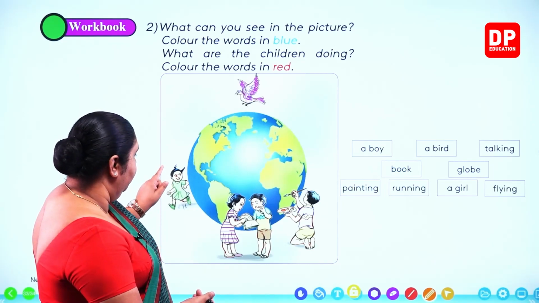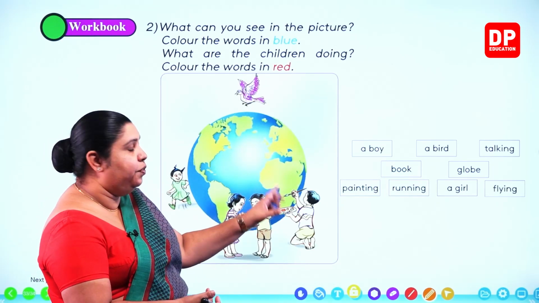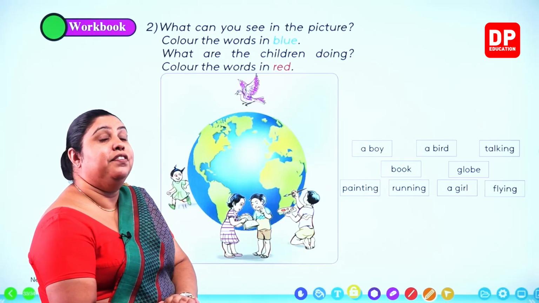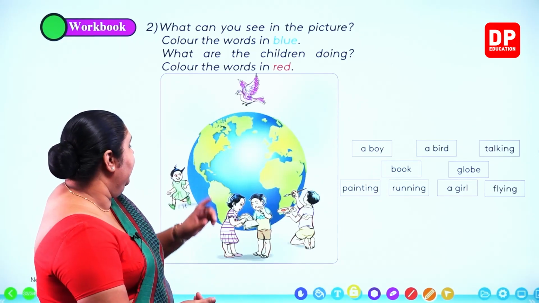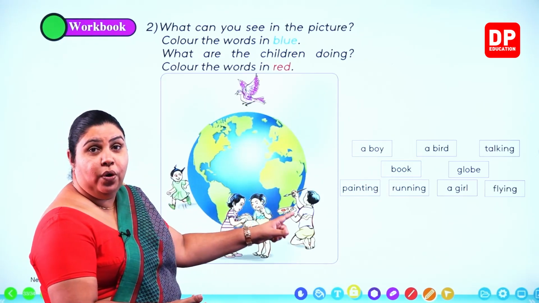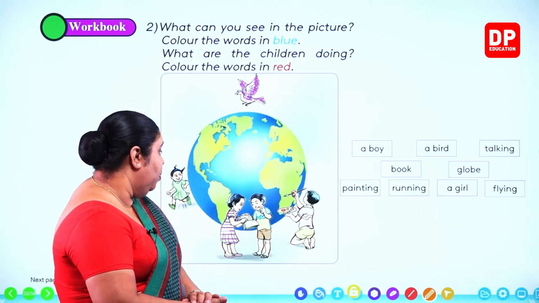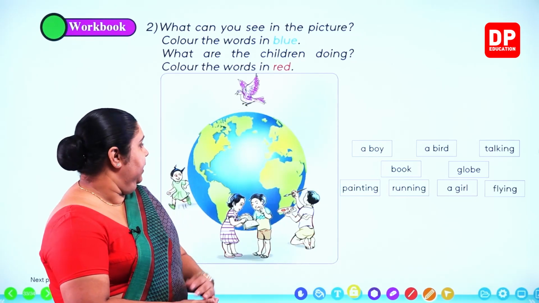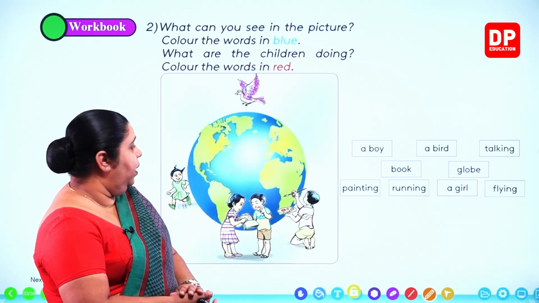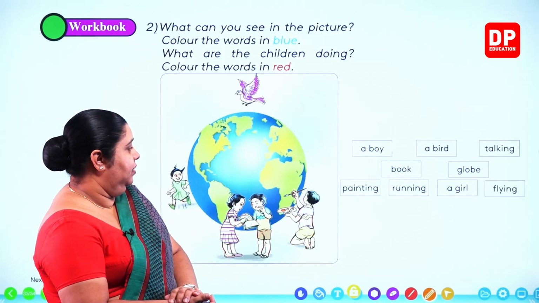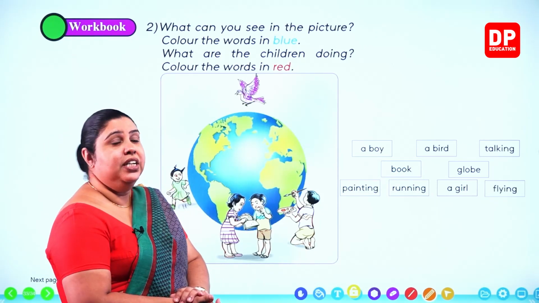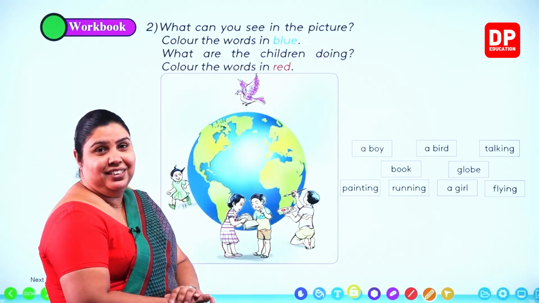We can see 1, 2, 3, 4 children. We can see 4 children in the picture, 2 boys and 2 girls. Then one boy is coloring. He is using a paintbrush and he is painting the world.